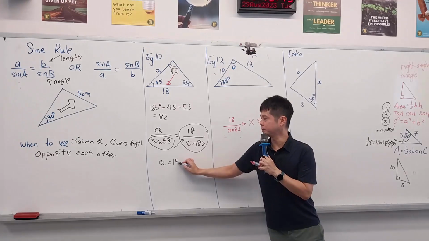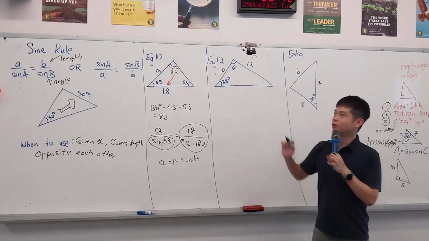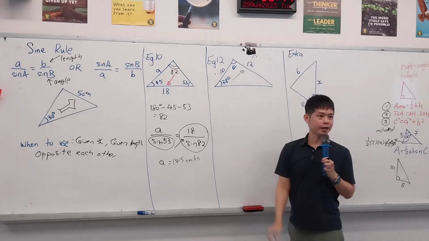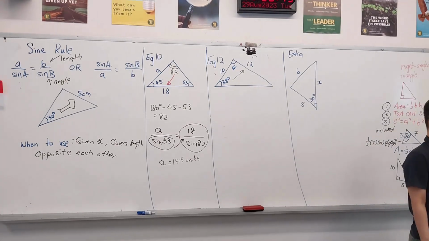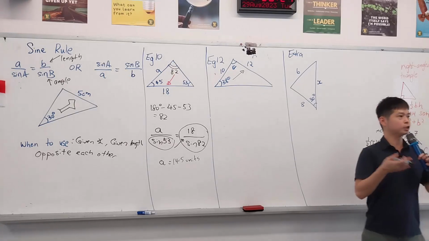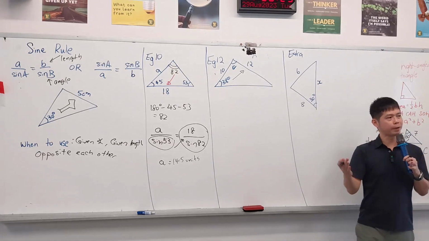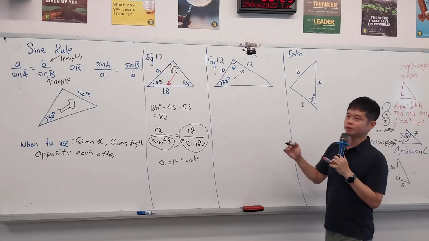So the answer is just 14.5 units. So now, do y'all see this opposite pair? Yes. Straight away use sine rule. Don't care what they ask you to find. Trust me, you know that this is a trigo topic. I see an opposite pair, straight away I use sine rule.